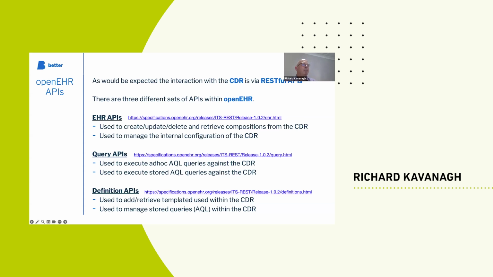And then you have some definitional APIs, which is really about how you store the templates you're going to use. And internal to the CDR, you can have folders and structures and stuff like that as to how you can organize content within the CDR. So that's probably a lesser used one for most people. But the EHR APIs and the query APIs are used massively, and they're very, very powerful.